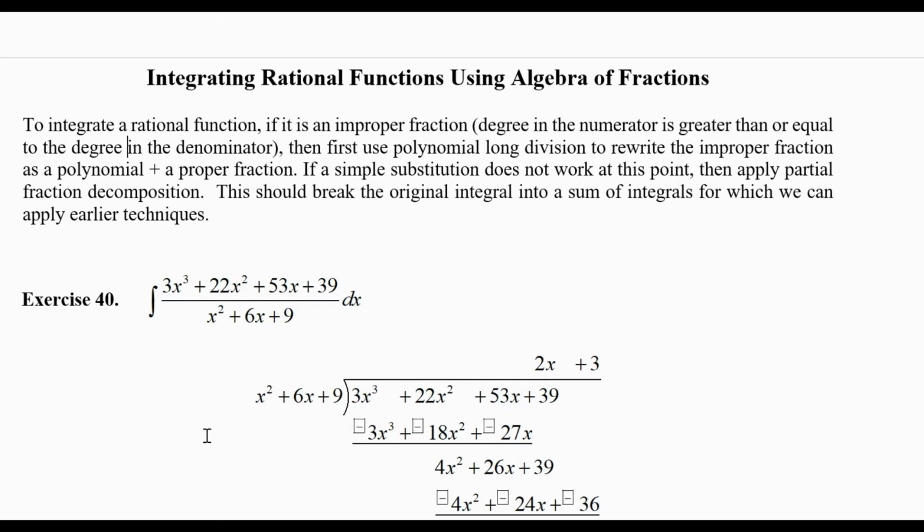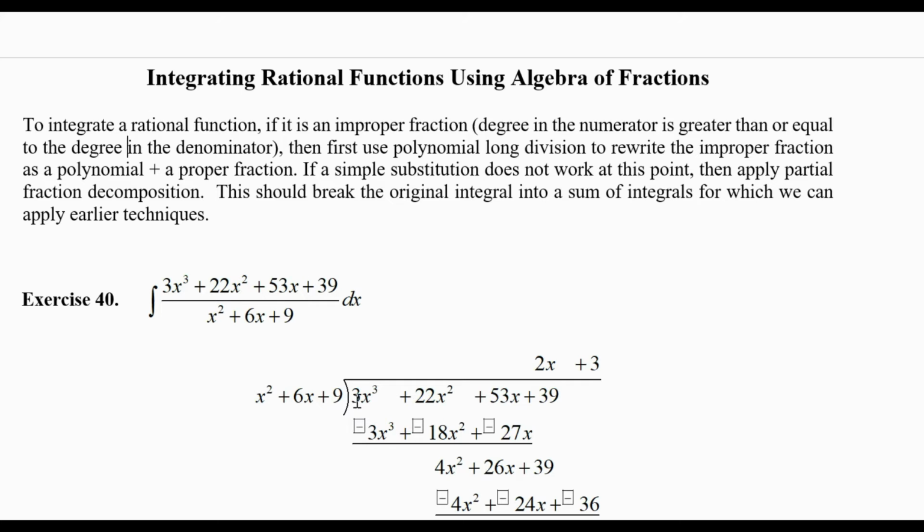So 3x cubed plus 22x squared plus 53x plus 39, all over x squared plus 6x plus 9. And we want to integrate that, find the family of antiderivatives. Well, notice that first of all it's an improper fraction. The degree in the top is 3. The degree in the bottom is 2. So the first step is to start doing some long division.